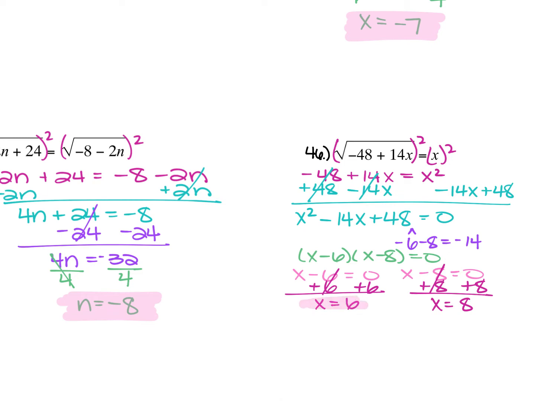That 6 works. Do the 8 now. Negative 48 plus 14 times 8 gives us the square root of 64, which is 8, and then 8 is equal to 8. So both of those are answers or solutions.